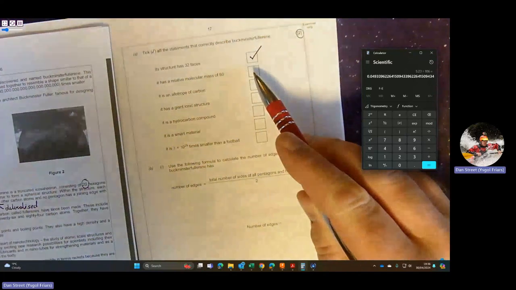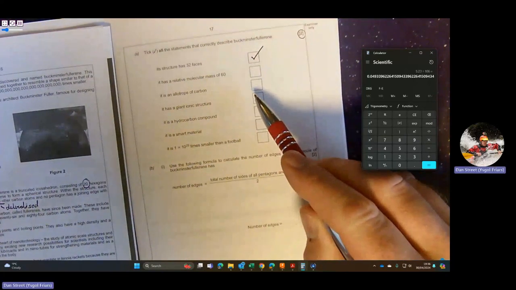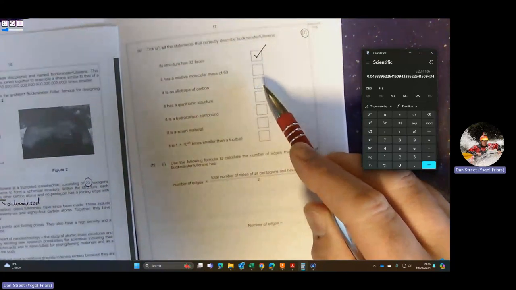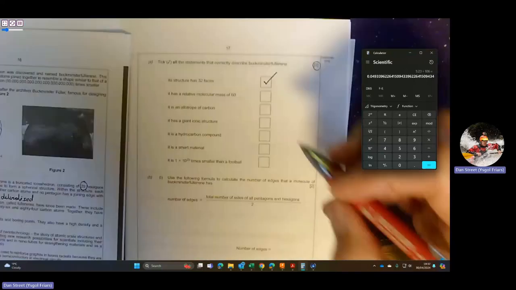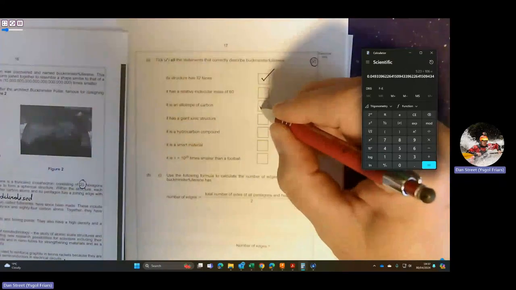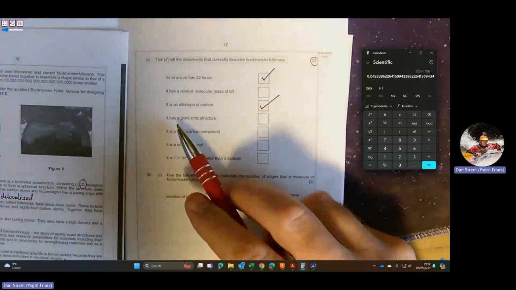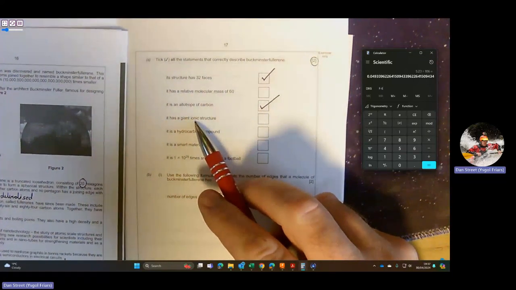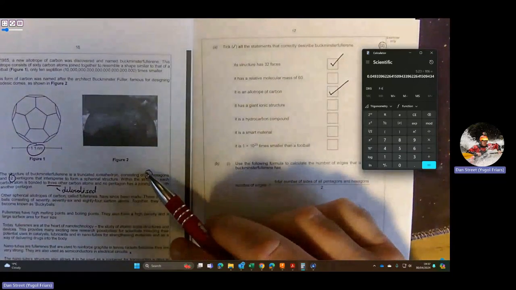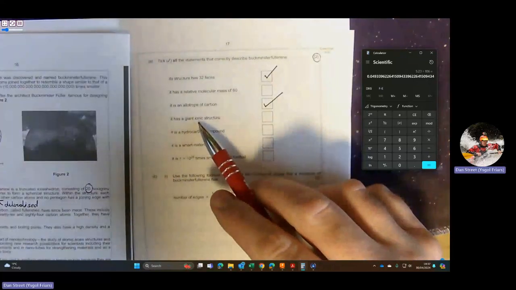So that's not true. It's an allotrope of carbon. Okay, well, it is an allotrope of carbon. Other allotropes of carbon include graphite and diamond, but those are not mentioned here. It is a giant ionic structure. Okay, now as it consists of carbon atoms and carbon atoms only, it's not ionic. Okay, it's a covalent structure.